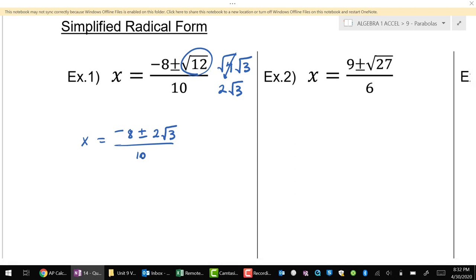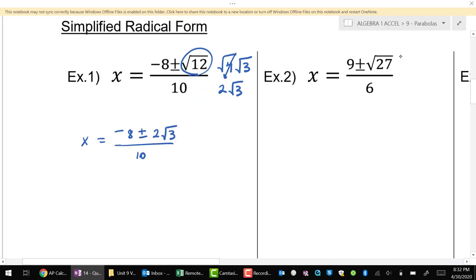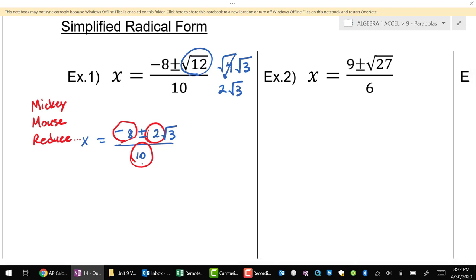However, I want to show you this technique that I call Mickey Mouse reduce. It sounds silly, but Mickey Mouse reduce. Here's the idea. After you get a quadratic formula problem simplified down to this expression, look to see if you can create a little Mickey Mouse here with ears. There's his body and his 2 ears. Look at the 3 numbers that I circled, the 3 numbers that form a Mickey Mouse. Is there a number that will go into each one of those pieces of Mickey Mouse evenly?